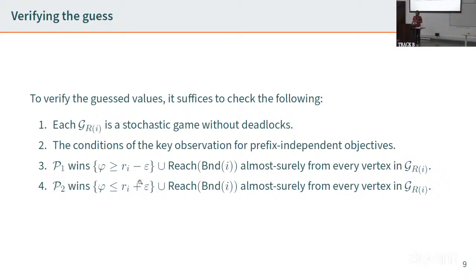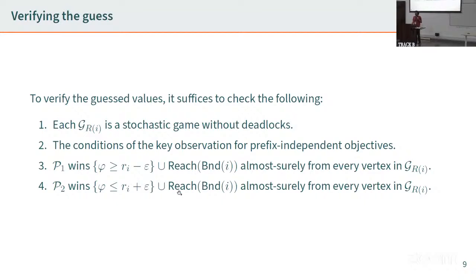So what is this objective saying? This objective is saying that if we guess the value of the value class to be Ri, player 1 can achieve values slightly less than that. Epsilon is a small quantity, slightly less than Ri, with probability 1 in fact, by staying inside the value class.